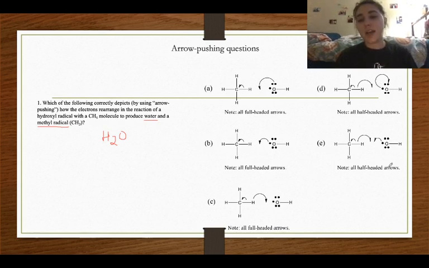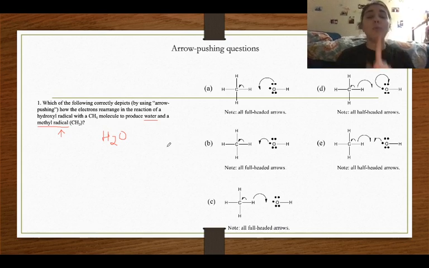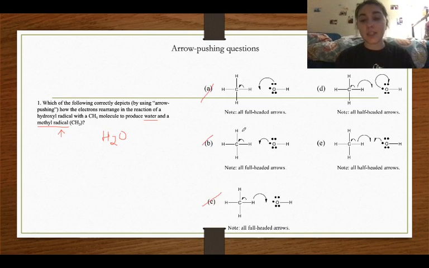This oxygen's getting a hydrogen, this oxygen's getting a hydrogen, this one's getting a hydrogen. So that gave me no clues. But then the other thing is this says radical. Radical means that we're looking at half arrows. Half arrows are the ones that only move 1 electron, and a radical is something that has 1 electron. And so that crosses off A, B, and C, because they all have full-headed arrows. Thank goodness. Now we're narrowing it down to 2.